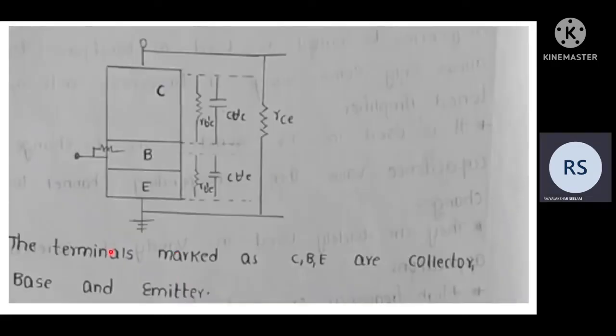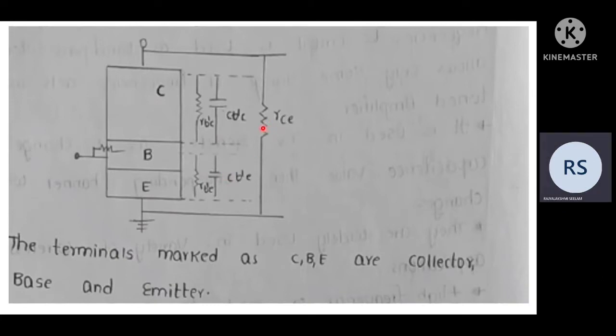Here, these are the terminals marked C, B, E, which are collector, base, and emitter. This is the collector, this is the base, this is the emitter, and this is the ground. Here we have R B dash E, which is the input resistance. We have C B dash C, the collector to base capacitance, and C B dash E, the base to emitter capacitance.